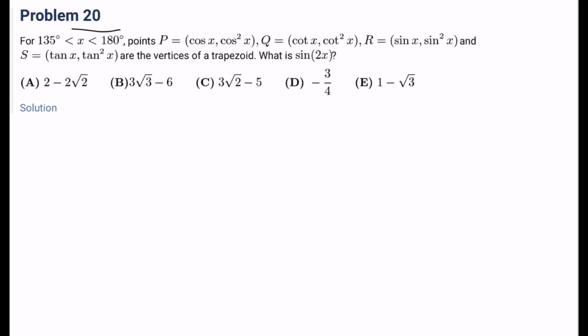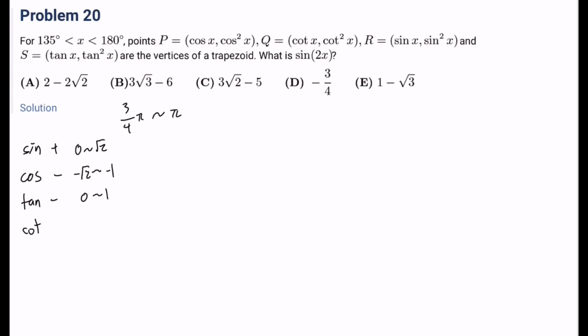Okay, so the only reason that they gave us that range here is for us to determine what sine, cosine, tangent, and cotangent can be. So if it's between 135 and 180, this is between 3 over 4 pi and pi. So the sine is going to be positive, and it's going to be from 0 to root 2 over 2. And the cosine is going to be negative, going from negative root 2 over 2 up to negative 1. And the tangent is going to be negative, going from 0 to 1. And the cotangent is just the tangent reversed. So it's the same sign, it's negative, but it can go from minus 1 to negative infinity.